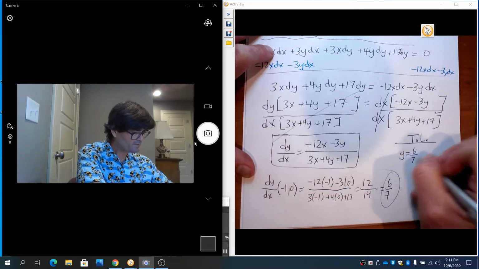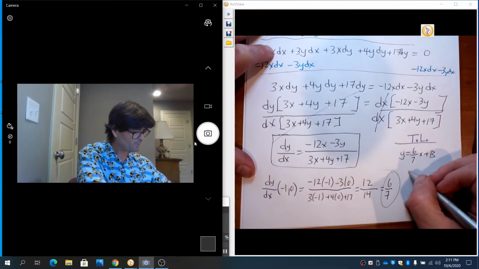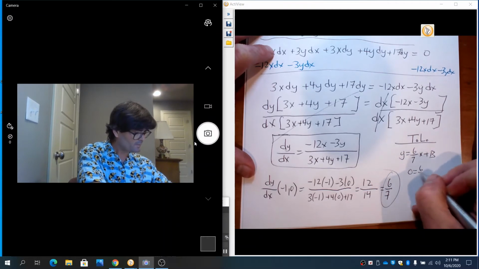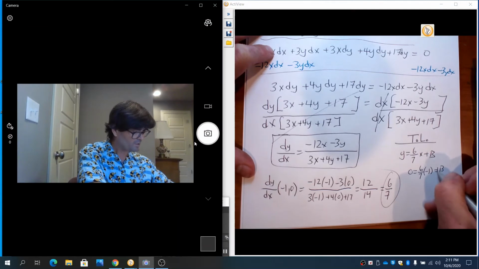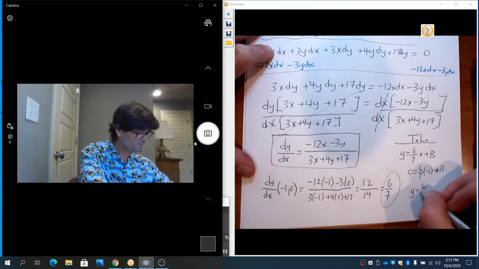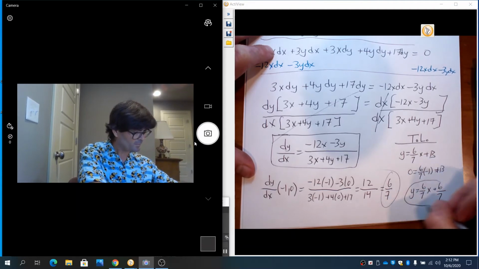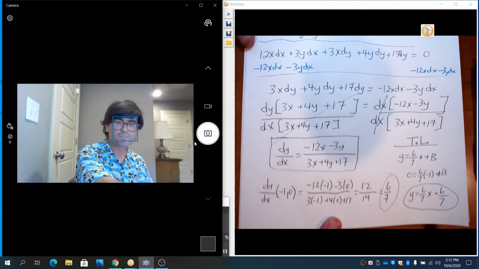And if we want to just get wild and crazy here, let's just find a tangent line. Y equals 6 sevenths x plus b. I'll put in 0 for y, 6 sevenths for the slope, negative 1 for x, plus b, and b appears to be 6 sevenths. So that is the equation of the tangent line at my curve.